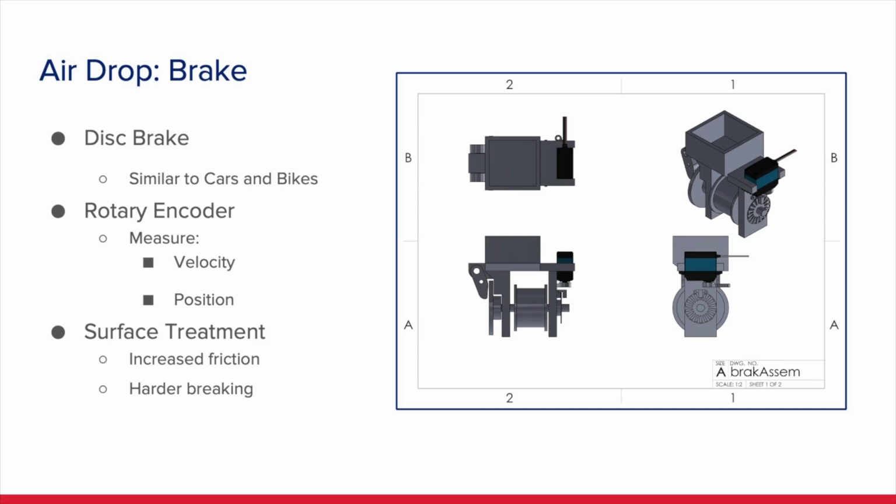And one feature we did add was a rotary encoder to measure how much the spool has rotated. And then from that, we can calculate how far the water bottle has dropped, and using that information, we can find its velocity and acceleration. Another feature we had to add was to treat the mating surface of the paddle to increase the friction between the paddle and the brake rotor. This allowed for harder braking since there was more friction.